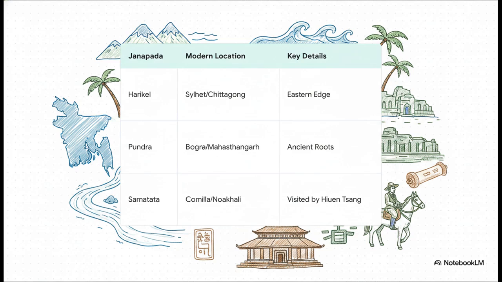First up is Harkal. Picture this as the absolute eastern edge of Bangladesh. This covers modern-day Sylhet and the hilly terrains of Chittagong. Next, we have Pundra. Think of Pundra as the region's ancient roots, situated right on the banks of the Kurodoya River. Today, we know its capital as Mahastangarh in Bogra, which is actually the oldest known settlement. Finally, look at Samatata. This covers modern Kumila in Noakhali. It's home to the famous Shalban Vihar, and it's the exact spot famously visited by the Chinese traveler Huan Tsang.